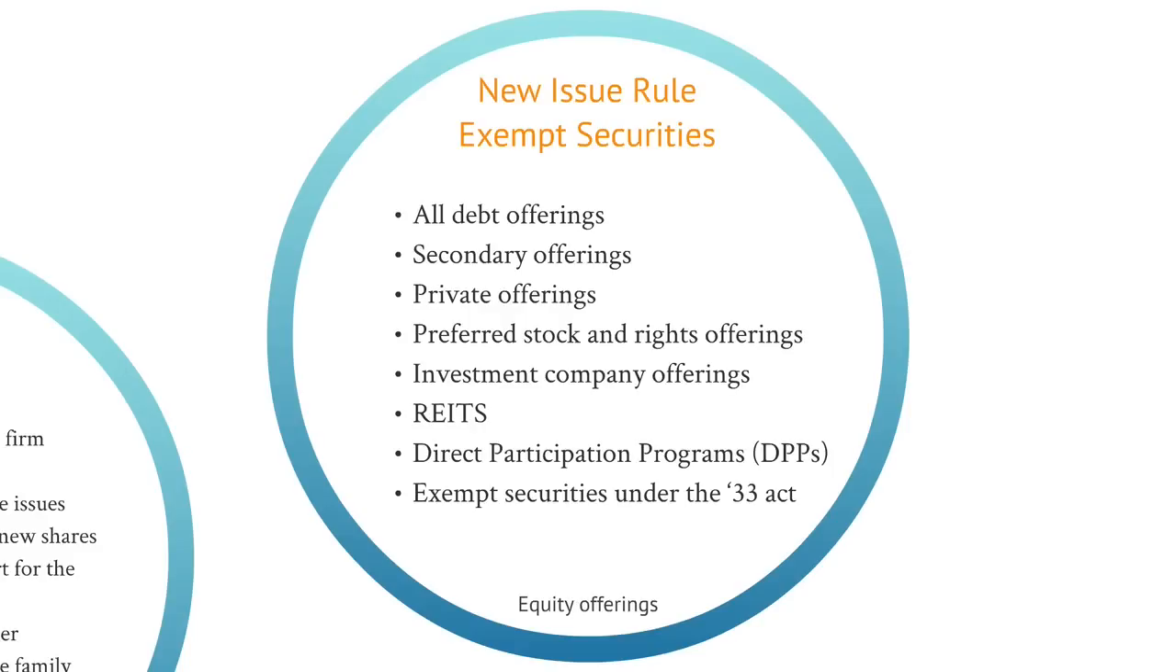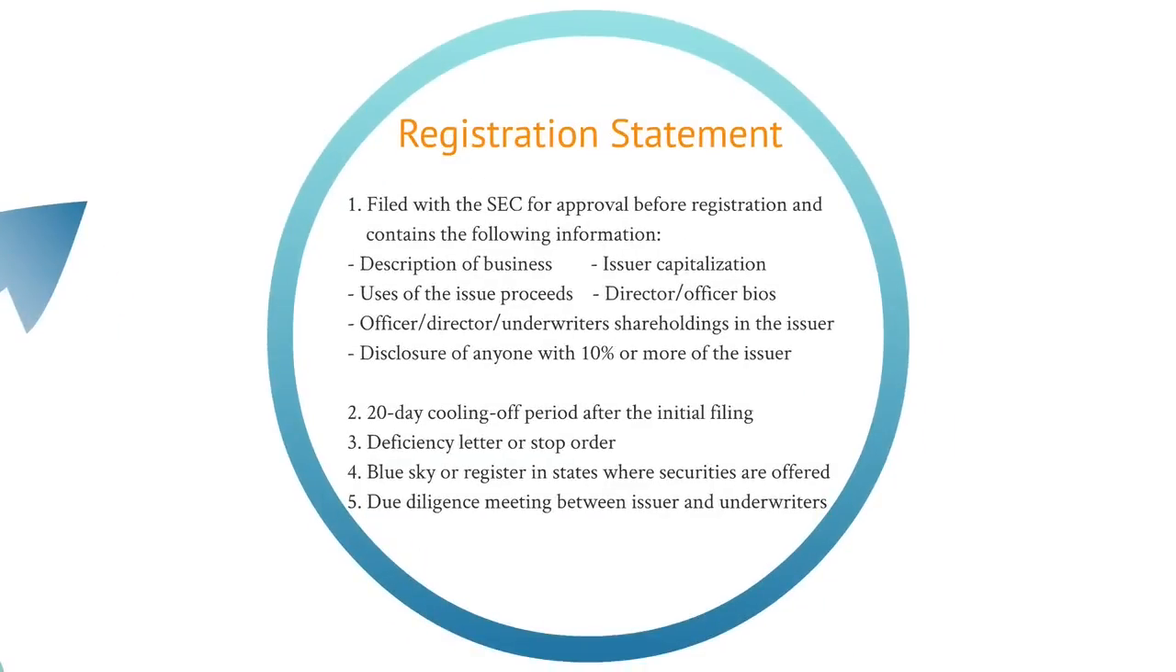So we don't have to worry about REITs and mutual funds and other kinds of offerings. The registration statement is the form that's filed with the SEC to get approval for the issuance into the market for the IPO. This includes all the basic information about the firm, the issuer, the description of their business, bios about the directors and officers, disclosures of ownership for significant owners, 10% or more, and the underwriters and their holdings of the issuer as well.